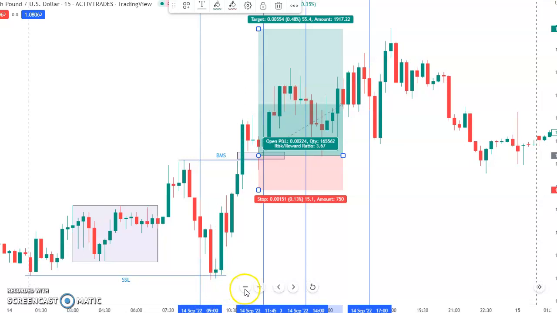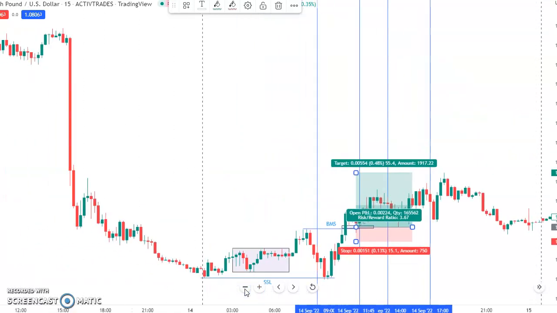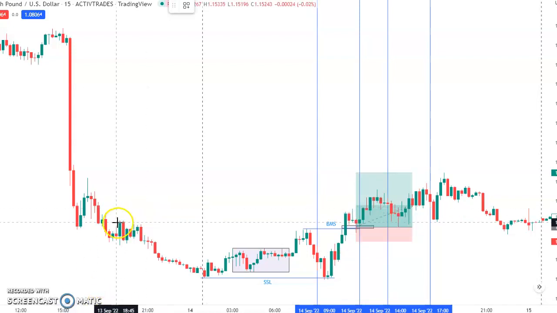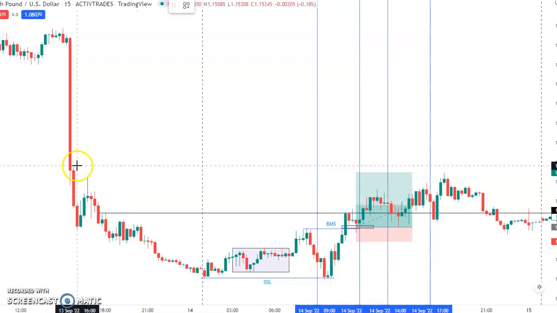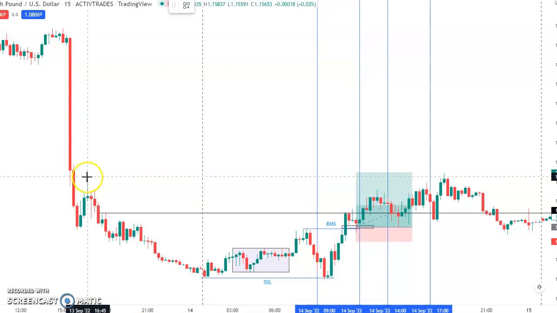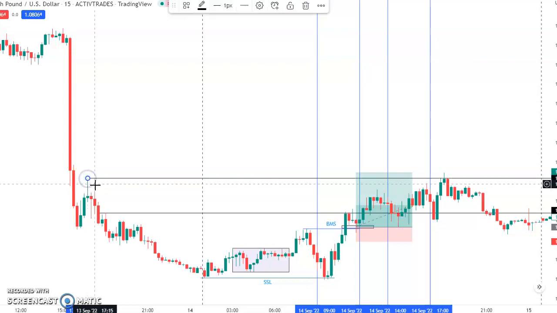So if we were to target key areas, if we were to look left, basically we would have targeted areas of interest from our entry. There's a significant high that had buy side liquidity. We also have this region here that was of interest.